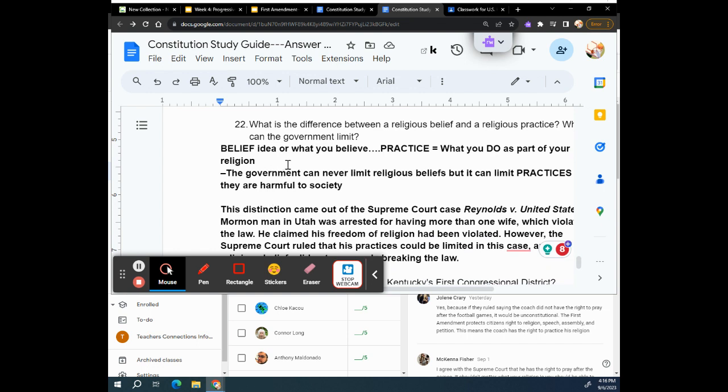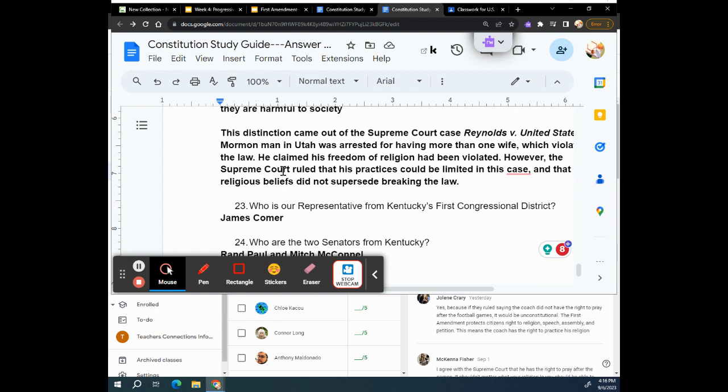The difference between a religious belief and a religious practice. We went over this. Belief is just an idea in your head. Practice is what you do. The government can never, ever limit what you believe, but they can limit your actions if they are harmful to society. And this distinction came out of the Supreme Court case Reynolds versus United States.